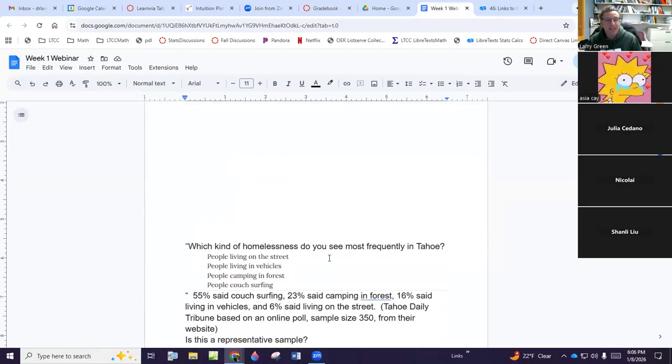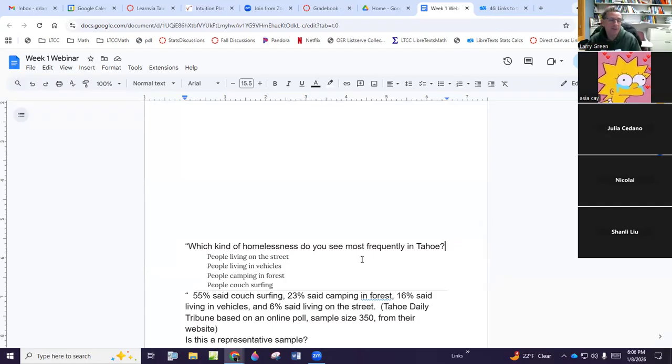It was very easy. If you're not from Tahoe, you may not know what this is, but it's one of our main news sources, the Tahoe Daily Tribune. And towards the bottom, they asked a survey question: what kind of homelessness do you see most frequently in Tahoe? Okay. And they gave people choices. It was a multiple choice thing.